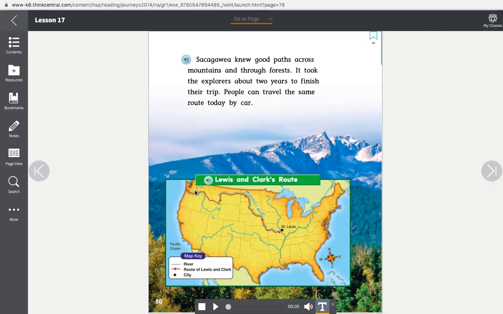Boys and girls, if we were to travel along the red line today, we could do it in a car, and it would only take us a few days. It took them 2 years to make this journey. So I want you to think about how times were different then and how they had to walk or they had to ride a horse. They weren't able to just get in their car and drive like we are. So I want you to take a minute and think about their journey.